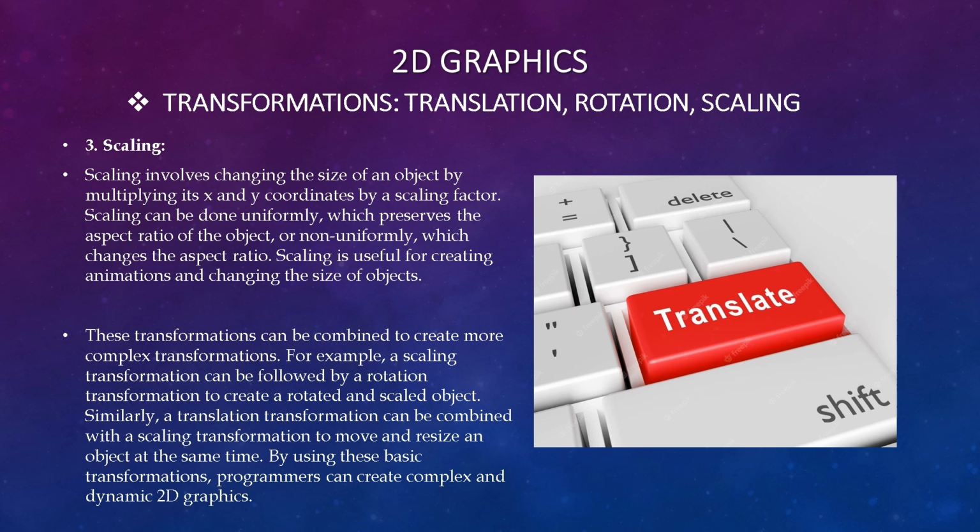These transformations can be combined to create more complex transformations. For example, a scaling transformation can be followed by a rotation transformation to create a rotated and scaled object. Similarly, a translation transformation can be combined with a scaling transformation to move and resize an object at the same time. By using these basic transformations, programmers can create complex and dynamic 2D graphics.